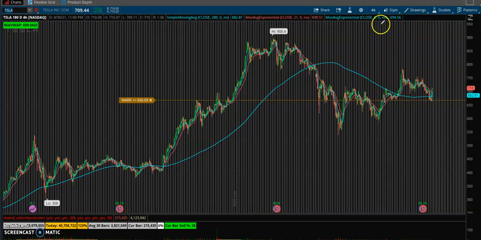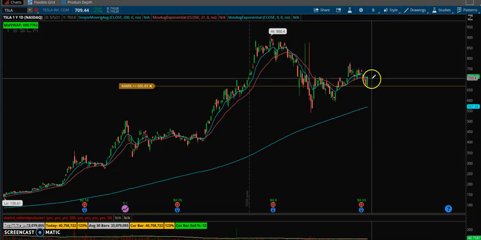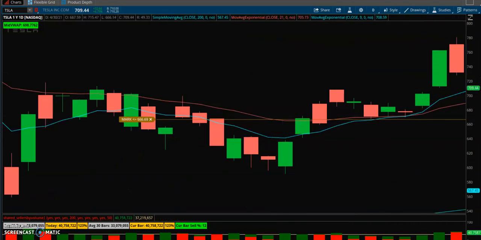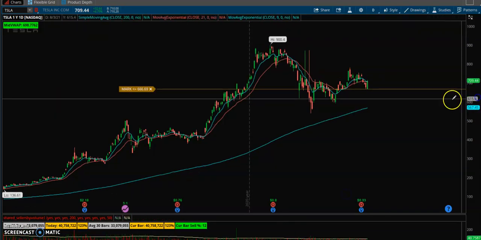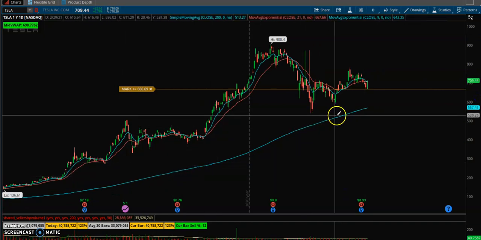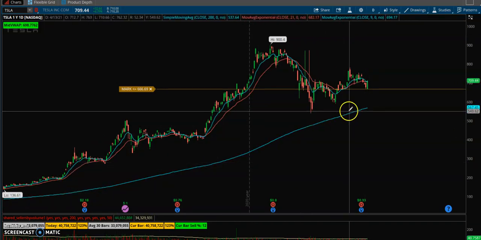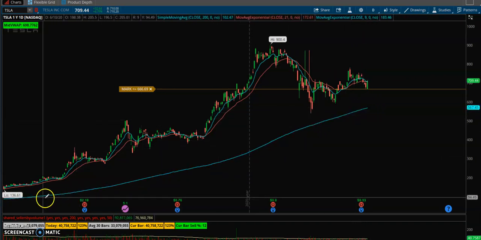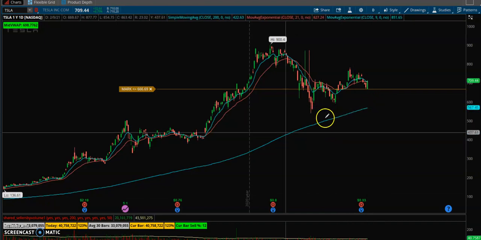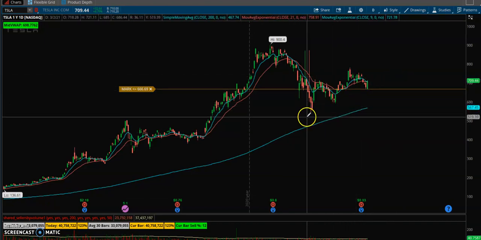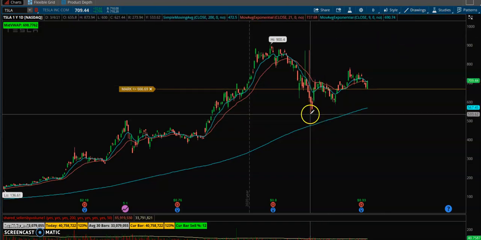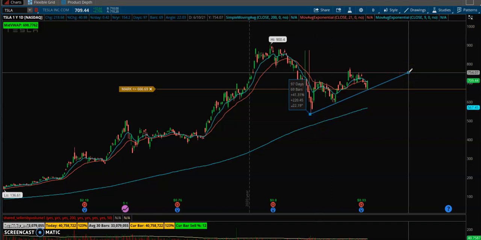First thing, when I look at these charts, it is always best to go on a daily chart, and the first thing I look at is the SMA 200, this blue line, the simple moving average 200. First of all, I look if the stock is above it or below it. If the stock is above it, I'll be looking to buy a long position. And what I usually do is buy calls.